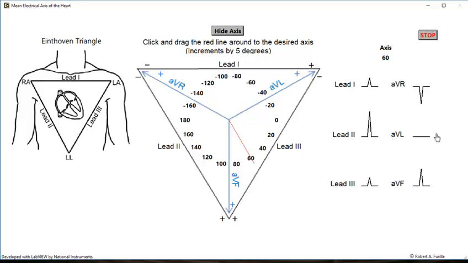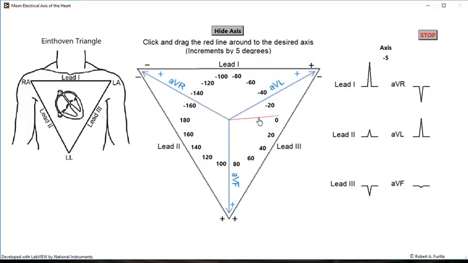The biphasic or isoelectric lead is AVL, which means I'm perpendicular to AVL, therefore I must be parallel to lead 2. Lead 2 is upwardly deflected, so it's parallel to lead 2, moving toward the positive electrode, 60 degrees. We move this around to 30 degrees. We can see we're perpendicular to lead 3, it's the isoelectric, which means we must be parallel to AVR. AVR is downwardly deflected, so the electrical activity is moving from the positive to the negative electrode, and we have a 30-degree axis.